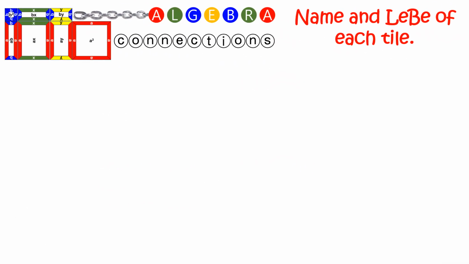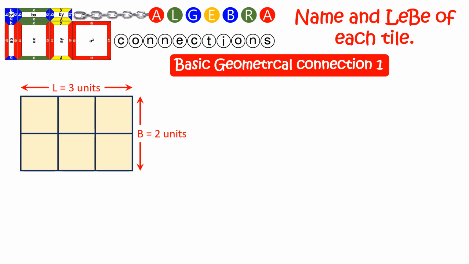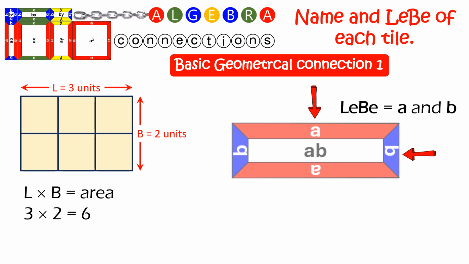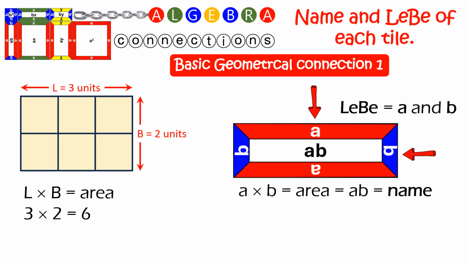Gridiron tiles make use of a very basic geometrical connection, that the length multiplied by the breadth of a rectangle equals its area. Gridiron challenge designers created the term LeBe to refer to the length and the breadth of the tile. And the name of the tile represents its area. Each letter represents a number whose value we probably don't know.